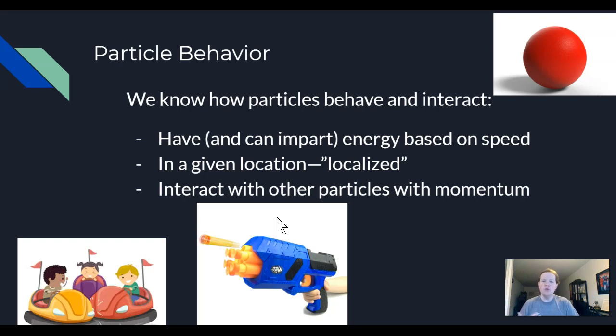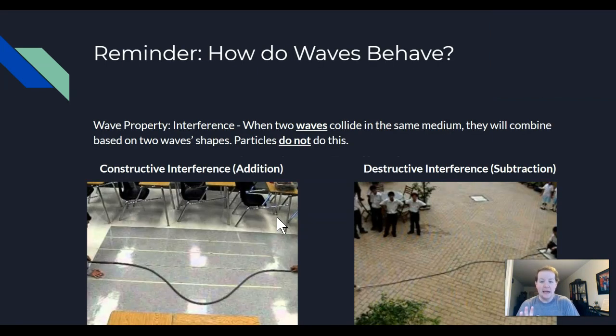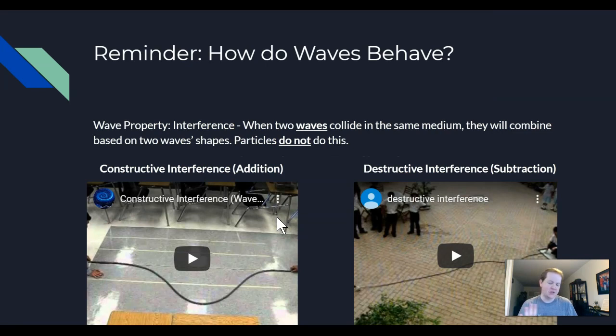Also, we know pretty well how particles interact with one another, and we studied this when we were doing momentum. If I have two particles and I slam them into each other, they have some type of collision. Maybe they stick together, maybe they bounce off. We know that a lot of times energy is not conserved, but a lot of times momentum is conserved. We can study and describe that behavior.